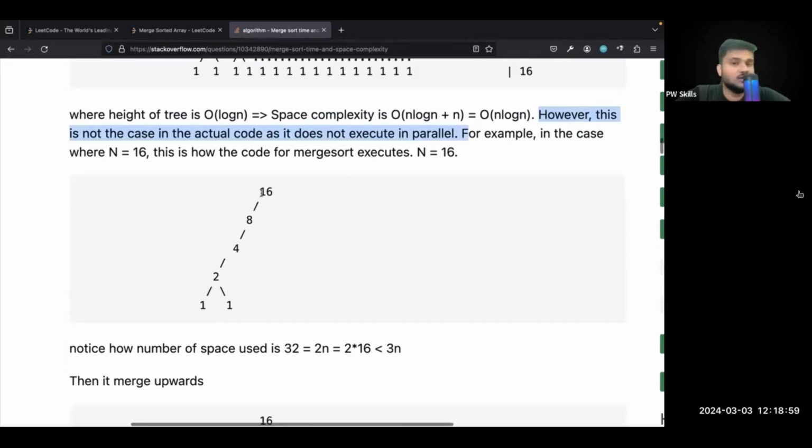So how does it execute? It will execute one individual branch. From 16, you have the left half, then the left half, then the left half. This left half gives you the left half as a base case, and the right half is the base case. Can I say that?